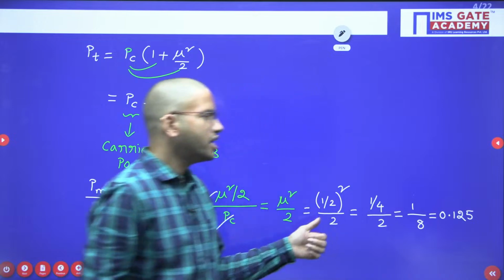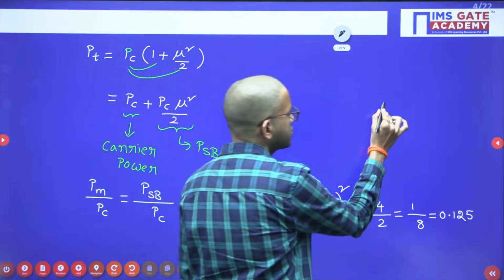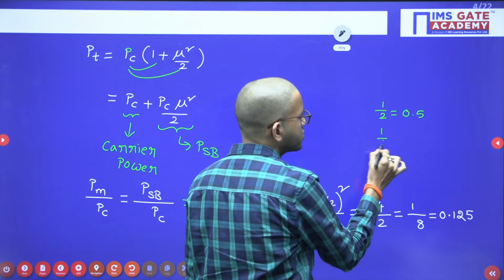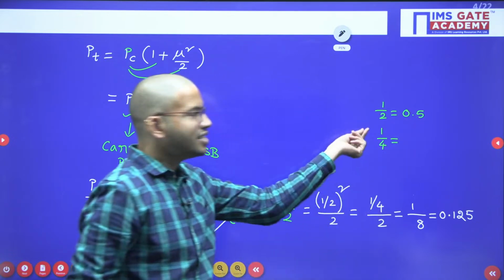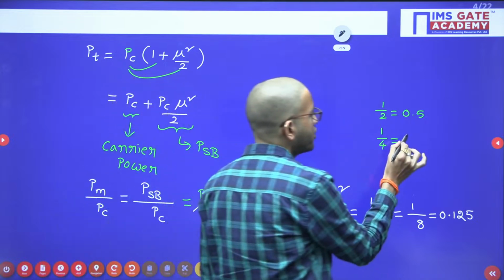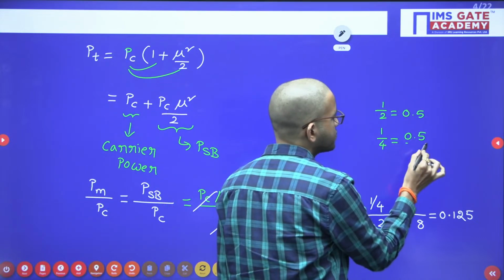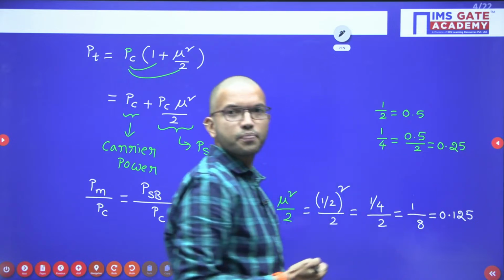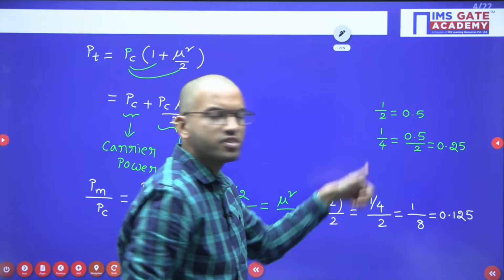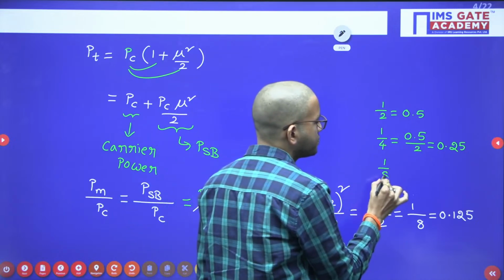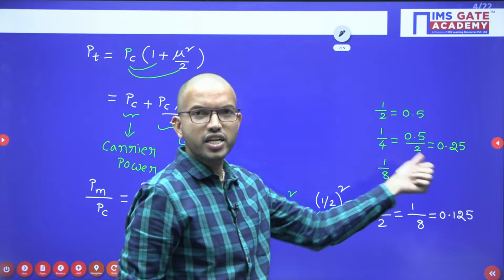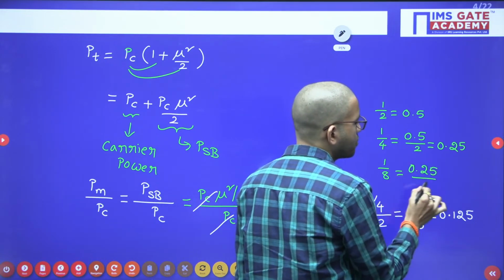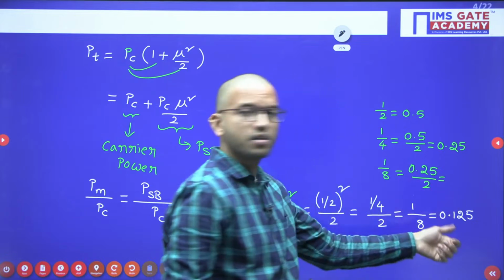See, 1 by 2 value is how much? 1 by 2 is 0.5. 1 by 4, which is nothing but 1 by 2 divided by 2, is nothing but 0.5 divided by 2, which is 0.25. If you divide 1 by 4 with 2, you will get 1 by 8. That means 0.25 divided by 2, how much are you going to get? 0.25 divided by 2 is nothing but 0.125.